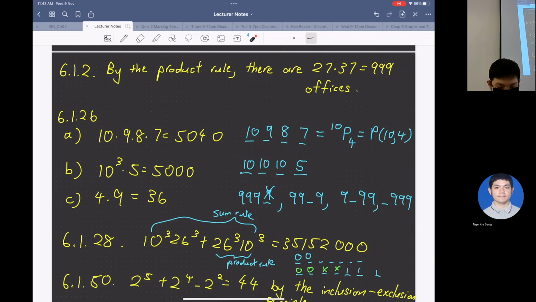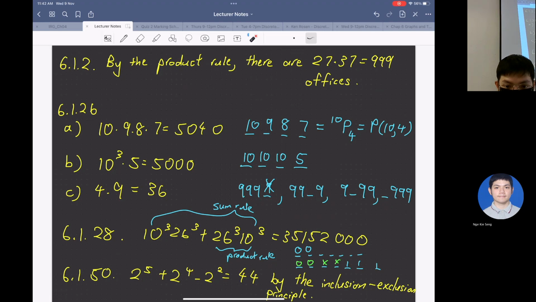Exactly 3 digits that are 9. So either 999 something, or 99 something 9, or 9 something 99, or something 999. So there are 4 ways, and then you are left with 9 digits. You cannot put another 9, you must have exactly 3 nines.